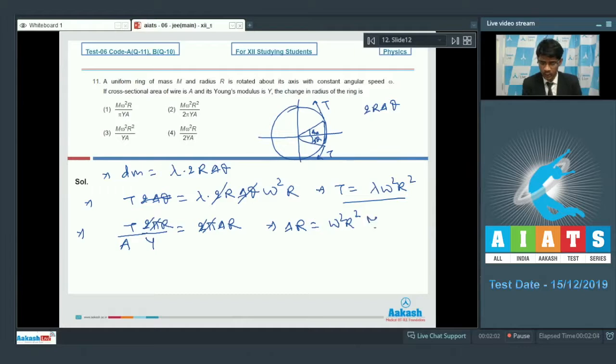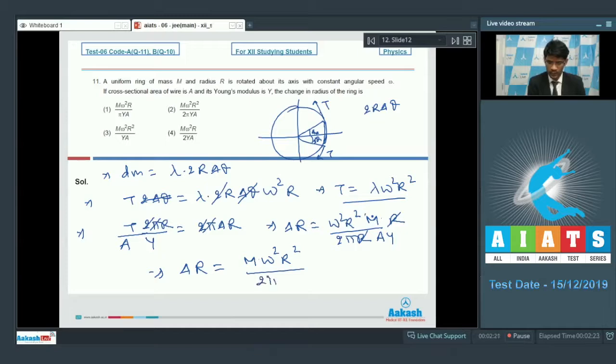Lambda was m divided by 2 pi r, that is T. Here it is A Y and this is r. This one will cancel out and we get the value of delta r equal to m omega square r square divided by 2 pi A into Y. Looking into the options, we get option 2 as the correct answer for question number 11.